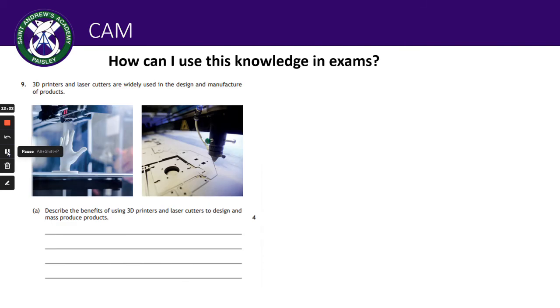So we come now to using this knowledge in your exam and how you're going to do it. So we're just going to look at an example exam question from one of the past papers. So you can see here, question 9, 3D printers and laser cutters are widely used in the design and manufacture of products. And your question for 4 marks is, describe the benefits of using 3D printers and laser cutters to design and mass produce products. So note, because it says describe, we're writing in sentences, and I just want to go through some potential answers.